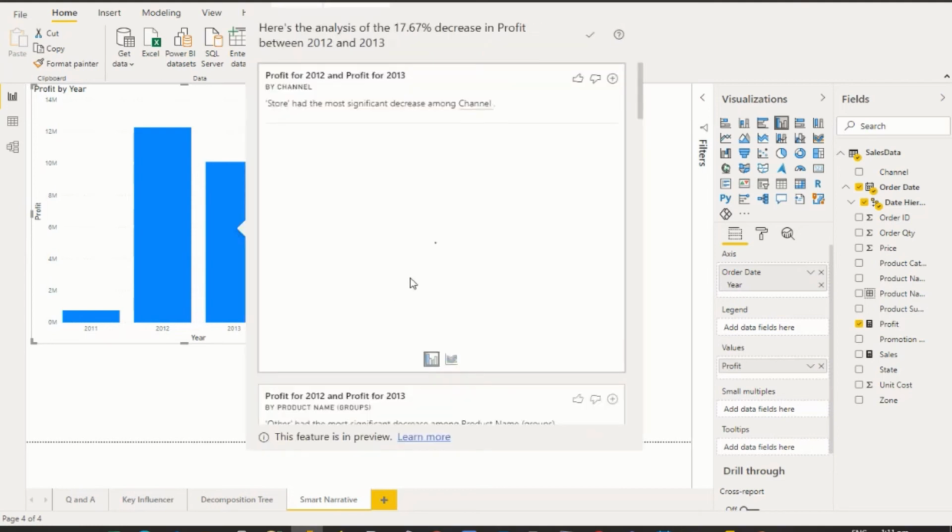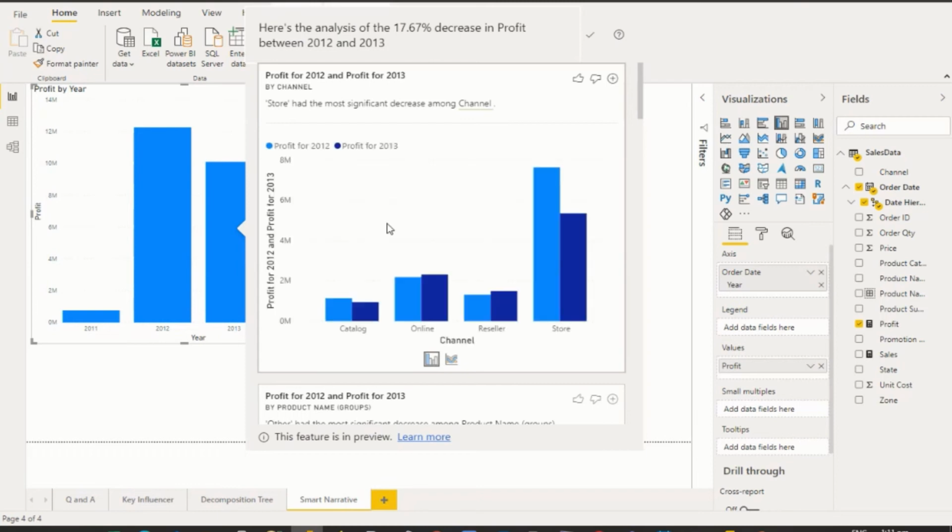Power BI will quickly run all its algorithms on the data and tell me what it has observed. So it's a tool for data analysis, business intelligence. Can you see what it's telling me? I observed that you had a major drop. Store is the most significant decrease. People stopped going to the store between 2012 and 2013. So that means go and start improving online. It has already advised me.